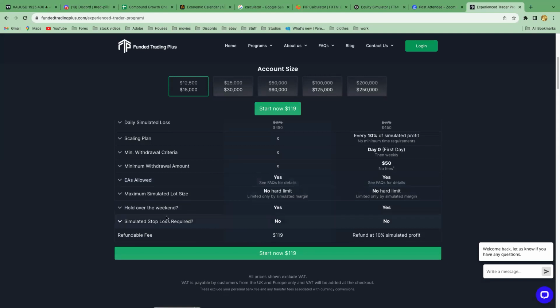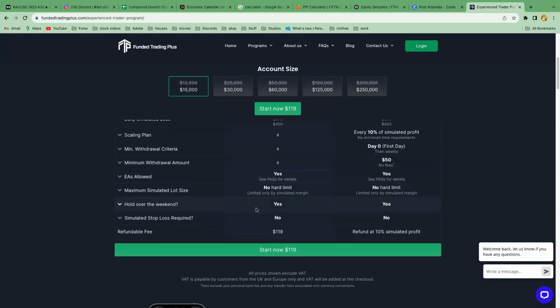And then you've got max simulated lot size, no hard limit. So as long as you're not going below your margin, I take it. Just like any trading account, you shouldn't be going below your margin. You shouldn't be doing a 20 lot, 30 lot on a 10K account.